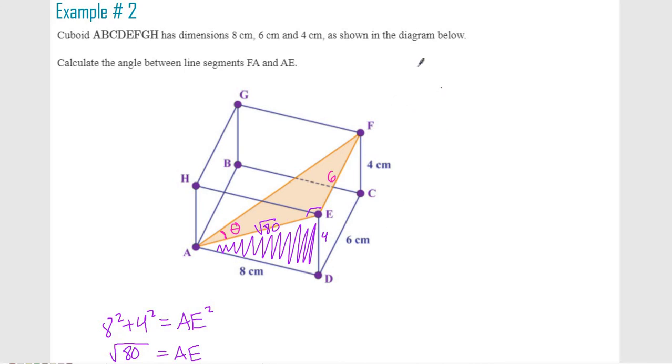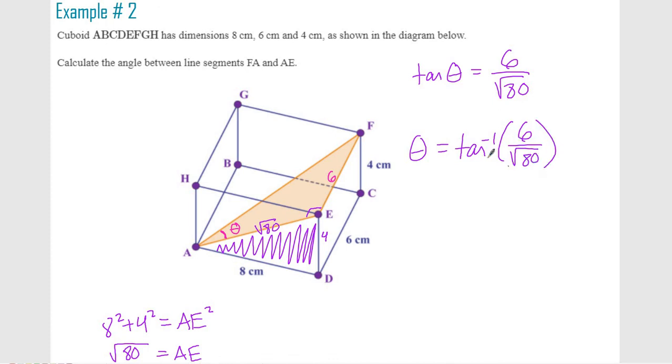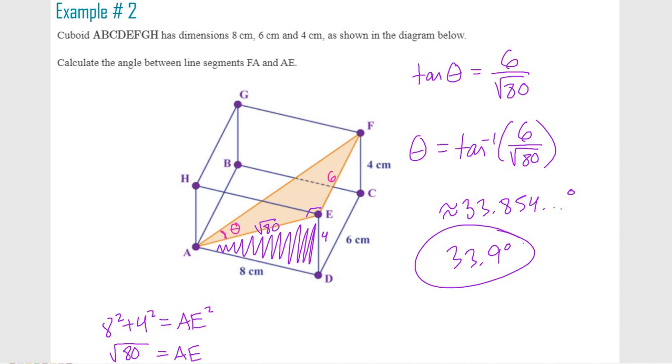Okay, so here we can do tangent of our theta is 6 over the square root of 80. So the exact answer would be the arctangent of 6 over the square root of 80. Of course, you'd simplify that if you had to. And then you plug that into your calculator, and what do we get? We get 33.854 degrees. We want to round to 33.9 degrees. There you have it.